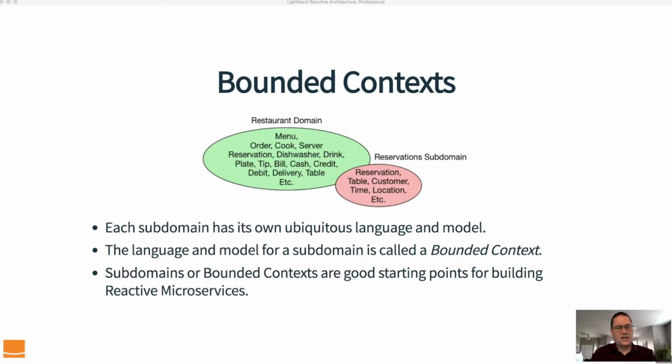Subdomains or bounded contexts usually map in kind of a one-to-one relationship. So you'll often see those terms used interchangeably. The most common term you'll see is bounded context. But these are a good starting point for building reactive microservices.